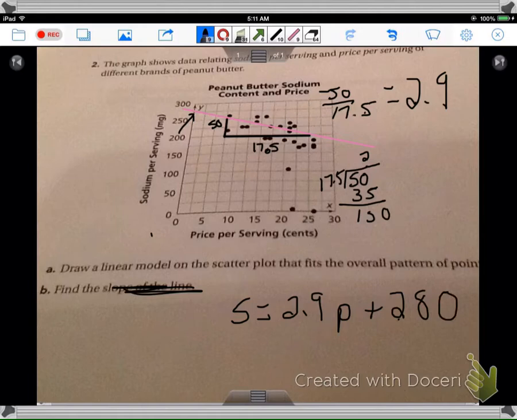Okay, so the sodium's equal to 290 times the per serving plus 280. And then I have to remember that this should have been a negative number and this should have been negative. Now, when I look at your paper, I should absolutely not see the same exact equation. You should just have an equation with a negative slope and a positive y-intercept. You should have your ratio for your rise and run. Slope triangle should be there.